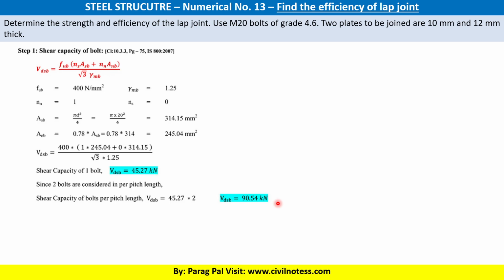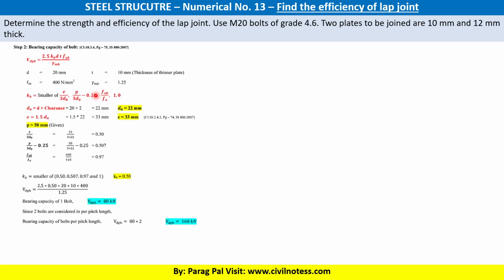Now we are going to calculate the bearing capacity of the bolt, which means VDPB. The formula is very simple: 2.5 into KB into D into T into FUB upon gamma MB. So we have D equals 20 mm. We have two thicknesses, 10 mm and 12 mm, and we have to take the least thickness, which is 10 mm. FUB equals 400 Newton per mm square and gamma MB is 1.25.